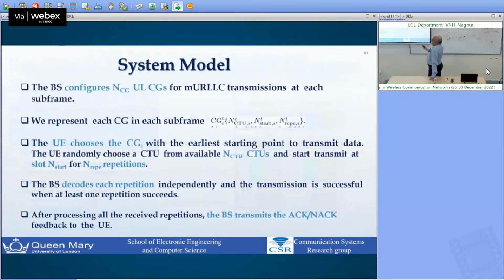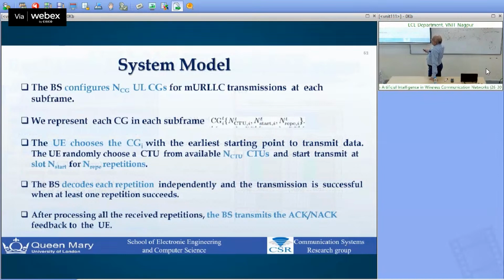So now here you have the base station configuration for uplink. The base station will have to select 3 parameters. What is the suitable repetition value? What is the number of CTU? What should be the best starting time slot?